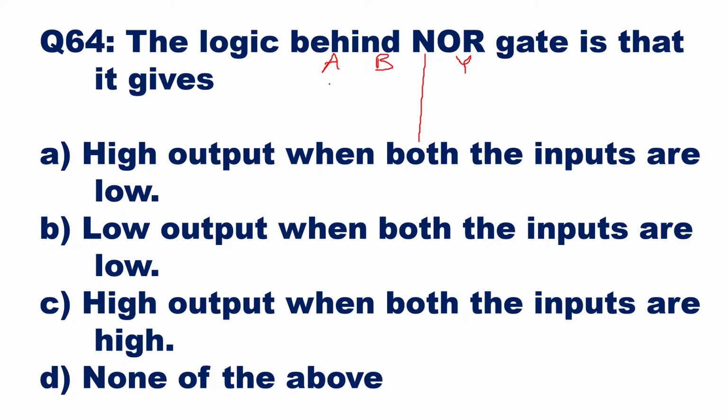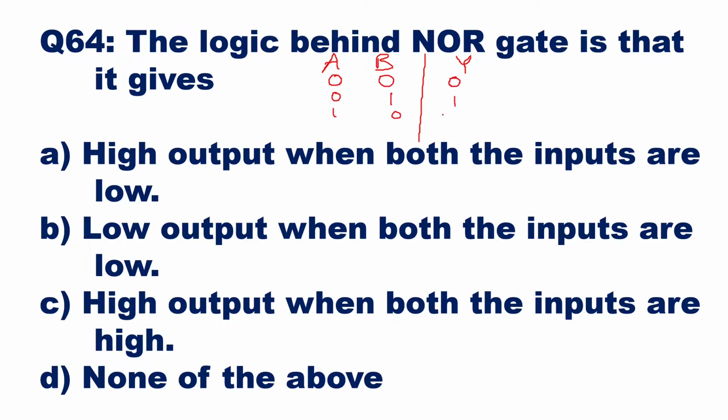If you remember the OR gate, then for NOR gate we have to take the complement of OR gate. Here, if the inputs are 0, 0, the output was 0 for OR gate. For 0, 1, the output was 1 for OR gate.